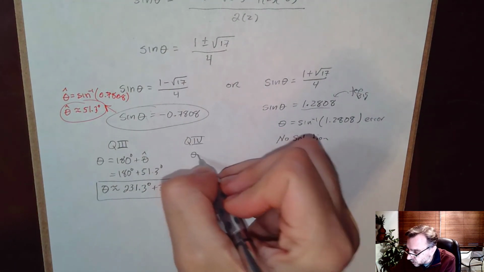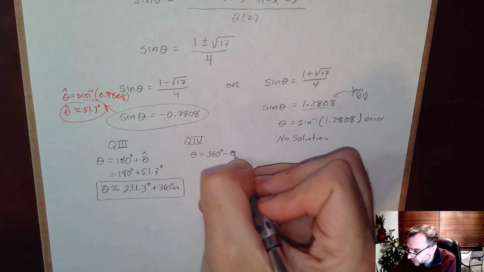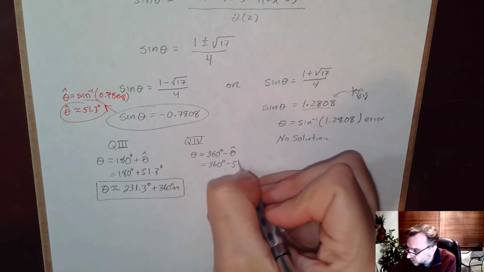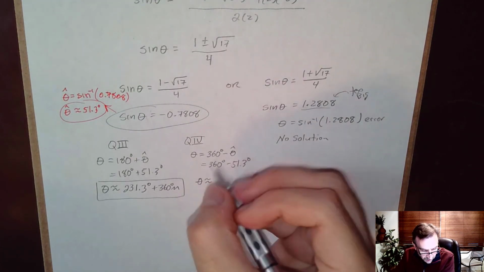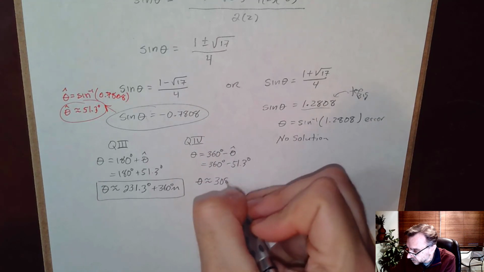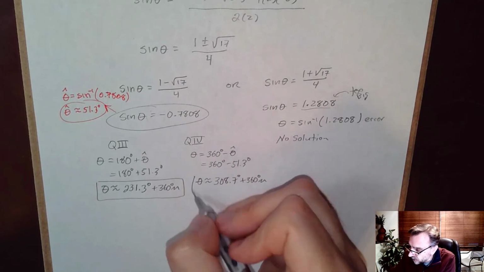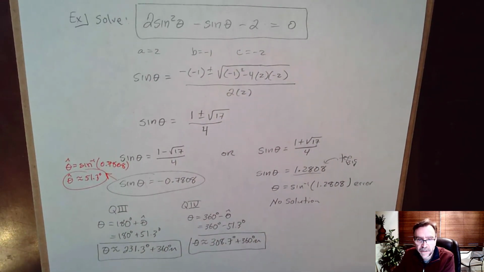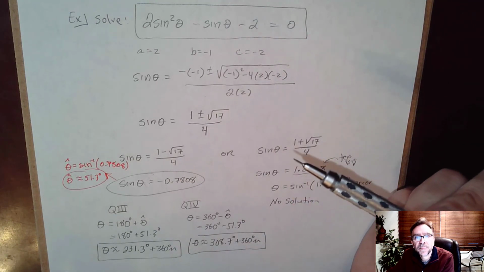And here in Q4, theta is going to be 360 all the way around minus the reference. So 360 minus the 51.3 degrees, the theta is going to be 308.7, and then I'll tack on the 360n. Infinitely many solutions terminating in Q4 using the quadratic formula. All right, and that was one for sine. All right, great.